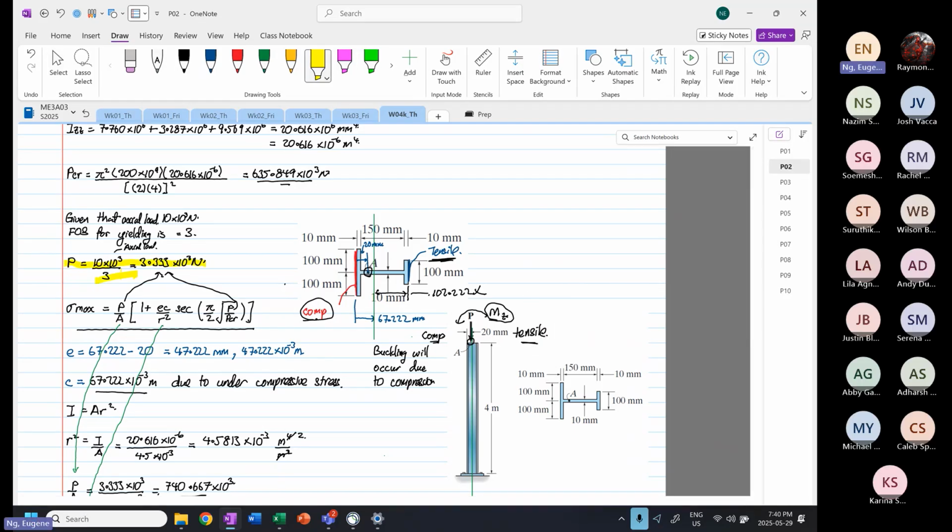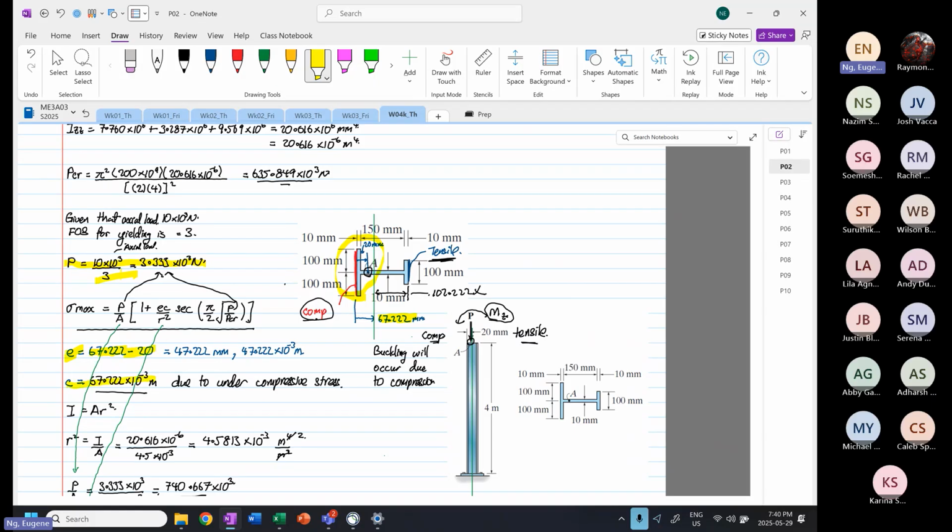this is the P value, okay, and the most important thing is the eccentric distance is relative to the centroid, and it has to be on the compressive side. That's why you pick 67.222. Okay. Sorry, you pick the 67.22 to calculate the eccentricity.